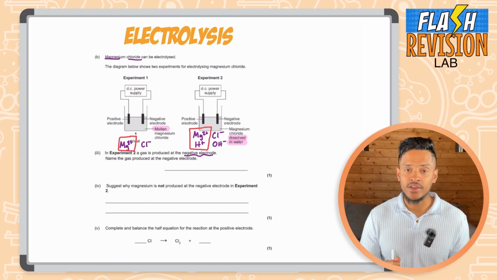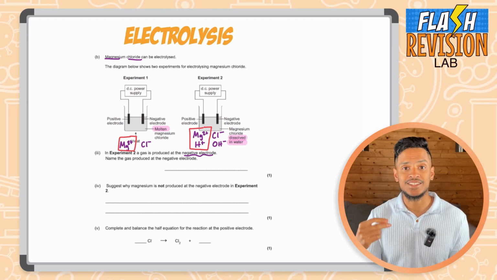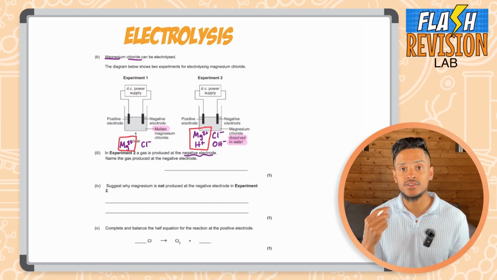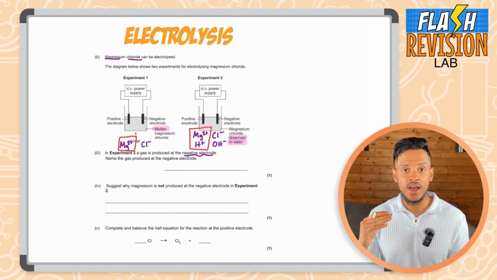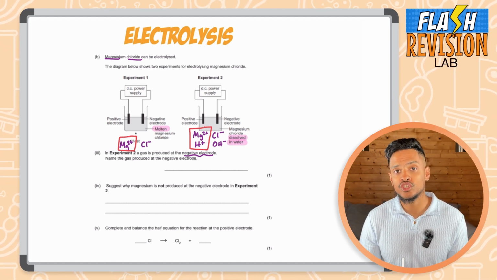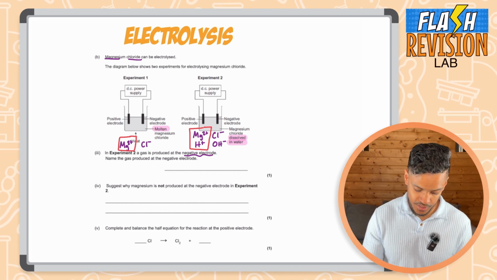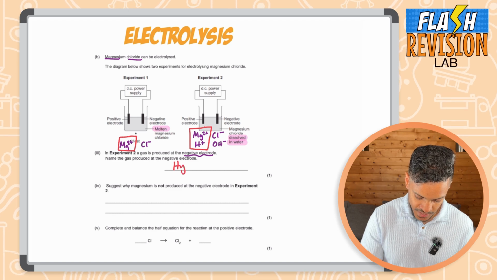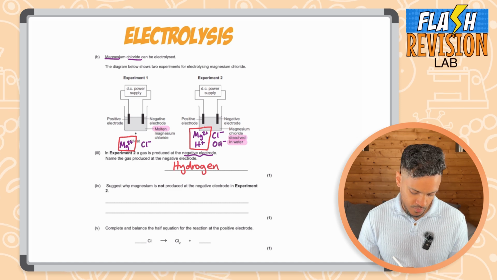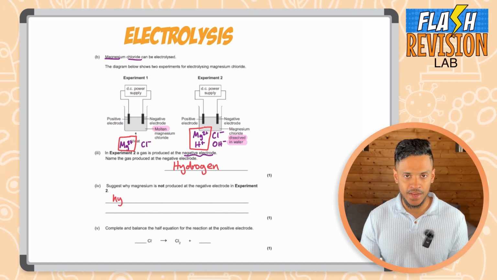So for positive ions, it's always the one that's less reactive that goes to the electrode to get discharged. So out of magnesium and hydrogen, you've got to think which one is less reactive. It's actually hydrogen. If you know your reactivity series, hydrogen is less reactive. So that means hydrogen, H+ ions, are going to travel to the cathode, to the negative electrode, and they're going to turn into hydrogen gas. They're going to gain electrons. So the gas produced here is hydrogen. And it carries on here and it says, suggest why magnesium is not produced at the negative electrode. And simply put, you just say hydrogen is less reactive than magnesium.